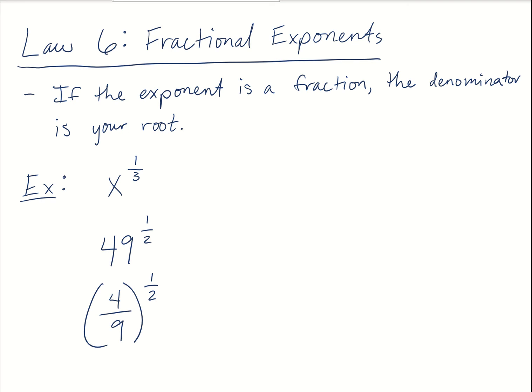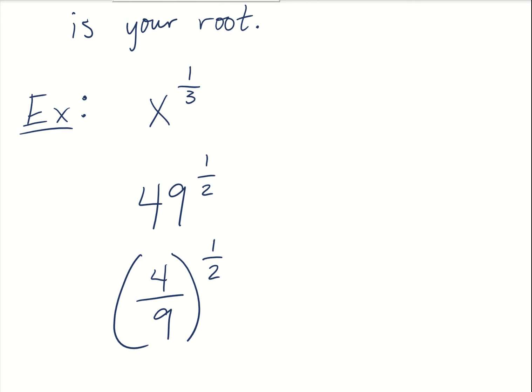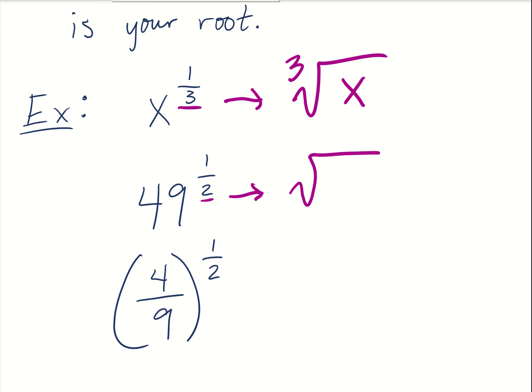So if we look at an example, this first one is x to the 1/3 power. Very simple. The denominator becomes our root, so the root would then be 3. On this one, the denominator is 2, so it's a square root. And we find the square root of 49, which we should know is 7.